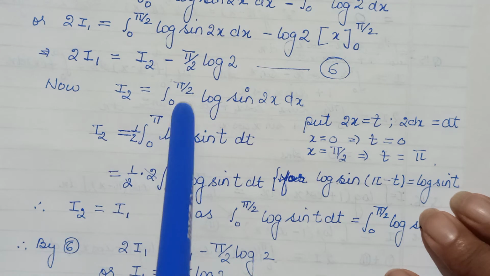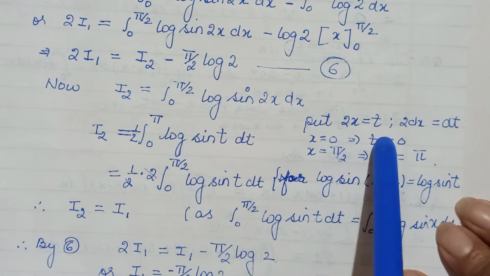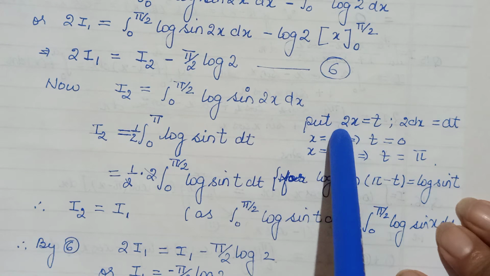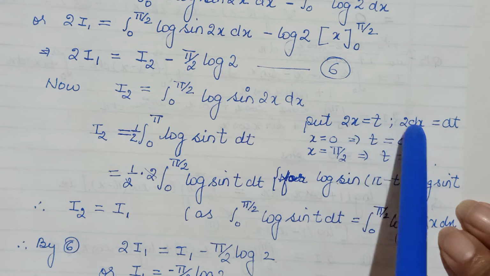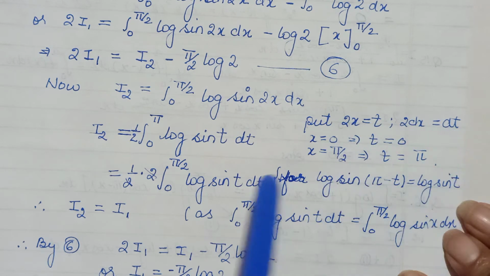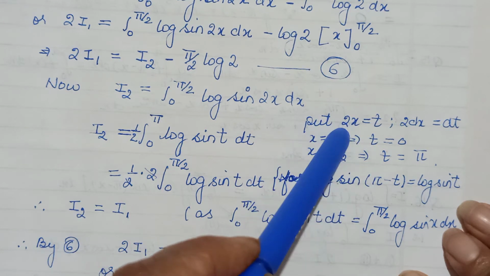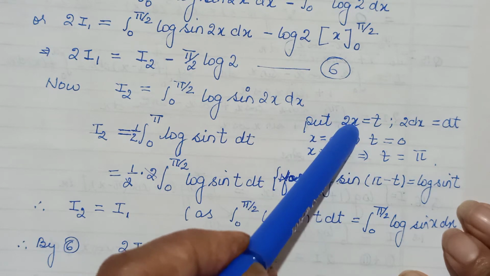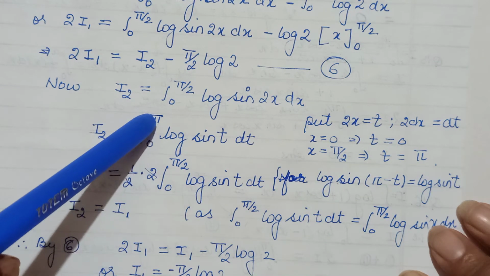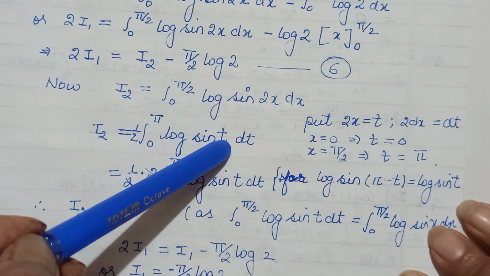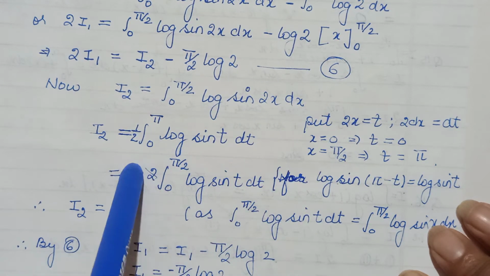So now I2 was 0 to pi by 2 log sin 2x dx. In this we are doing this substitution. Sin 2x is equal to t. Okay, so if 2x is equal to t, differentiating 2 dx is equal to dt. Putting all this, it will change the limits also. Definite है तो when x is 0, t is also 0. When x is pi by 2, 2 and 2 cancelled, so t is coming as pi. So अब ये integral बन गया 0 to pi log of sin t dt after this substitution. Okay, that is all your substitution.